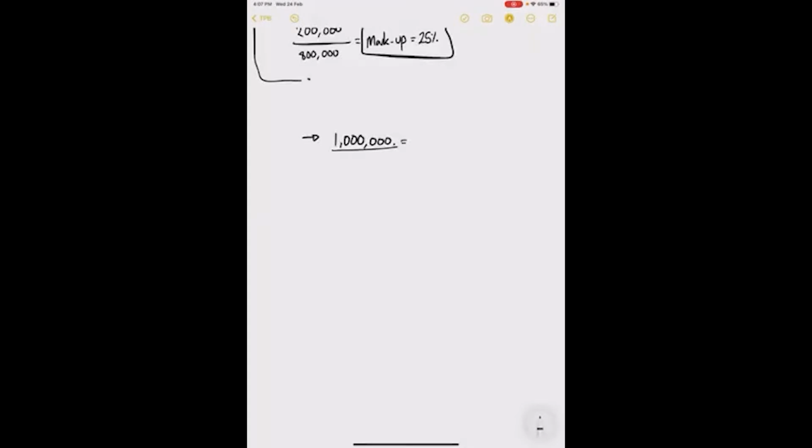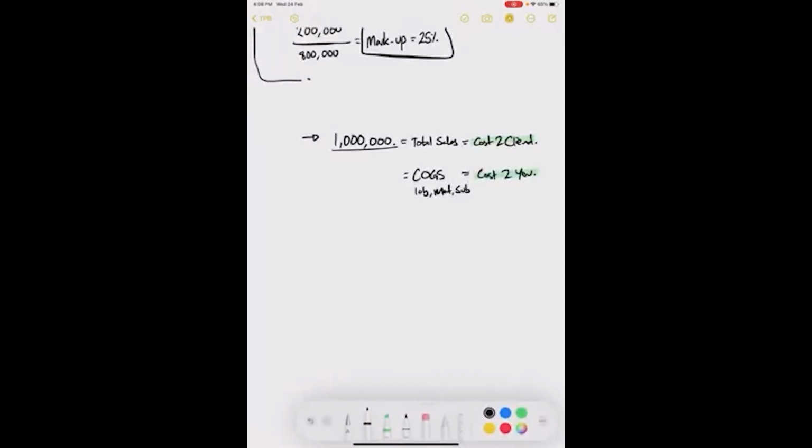Now this is called your total sales, and in other words, this is called the cost to the client. The cost to the client is the total amount that you have collected from them. Your cost to do the job, or your COGS, your cost of goods sold, which is typically your labor, your materials, and your subs, is the cost to you of doing the work. That might be, for argument's sake, $800K. So when you price the job up, you price it up to $1 million, but really it's going to cost you $800K to do the work.